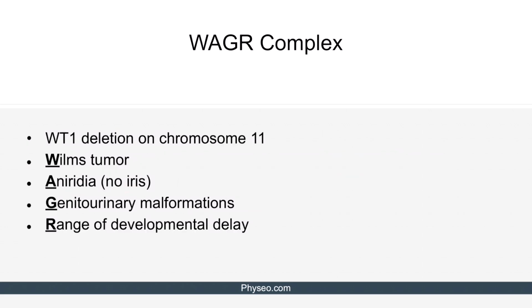One genetic syndrome that includes Wilms tumor is WAGR complex. This complex is caused by a WT1 gene deletion on chromosome 11. It's an acronym and stands for Wilms tumor, aniridia, which refers to an absent iris, genitourinary malformations, and range of developmental delay.